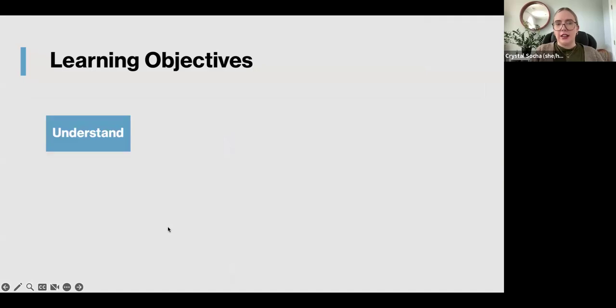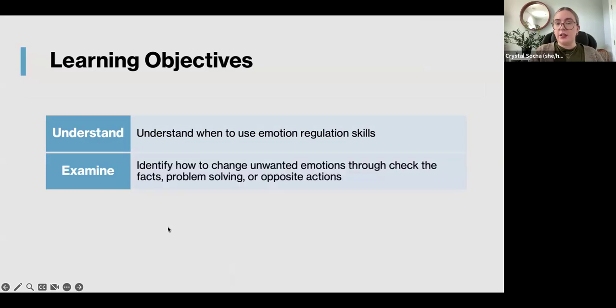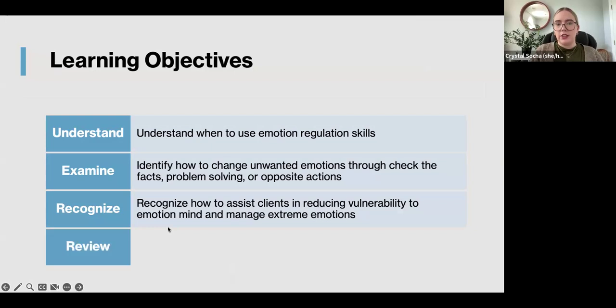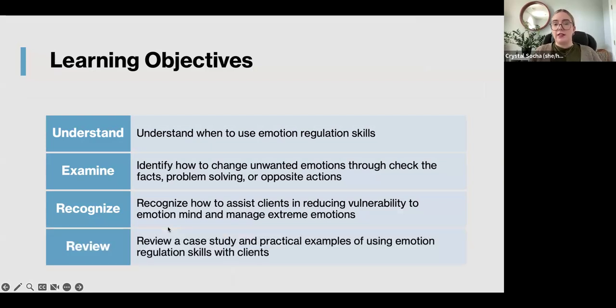Just to get us started with some learning objectives, this session is geared towards all things emotion regulation. We'll talk about when to use emotion regulation skills, and help individuals identify how to change unwanted emotions using skills like checking the facts, problem solving, or opposite action. We'll also recognize how to assist clients in reducing emotional vulnerability to that emotion mind, which we talked about early on, and managing some of those extreme emotions. And then, as always, we have a case study at the end as well.